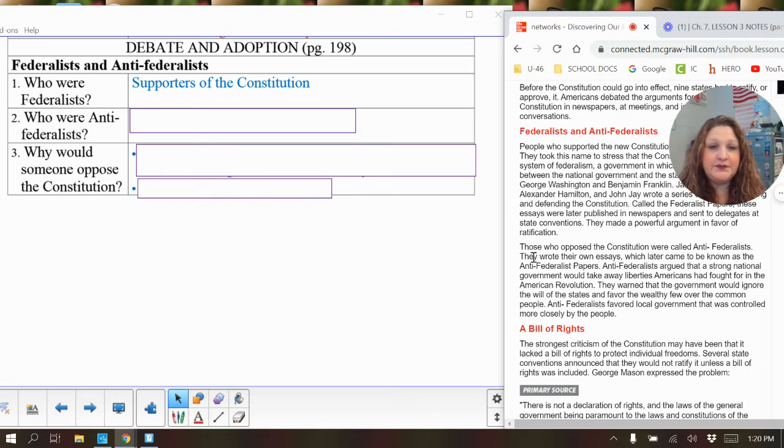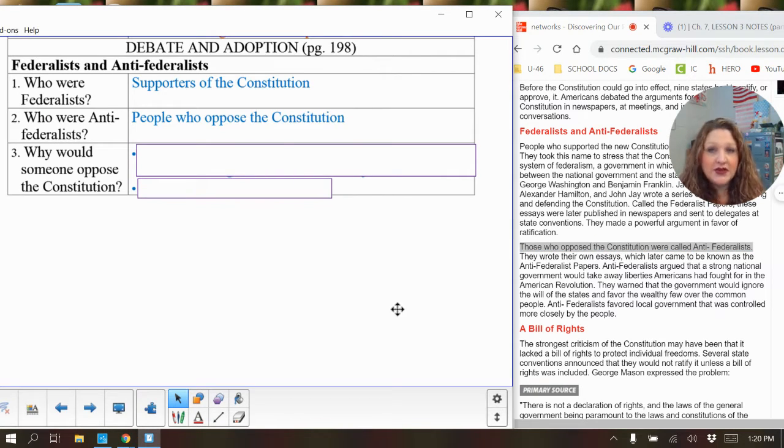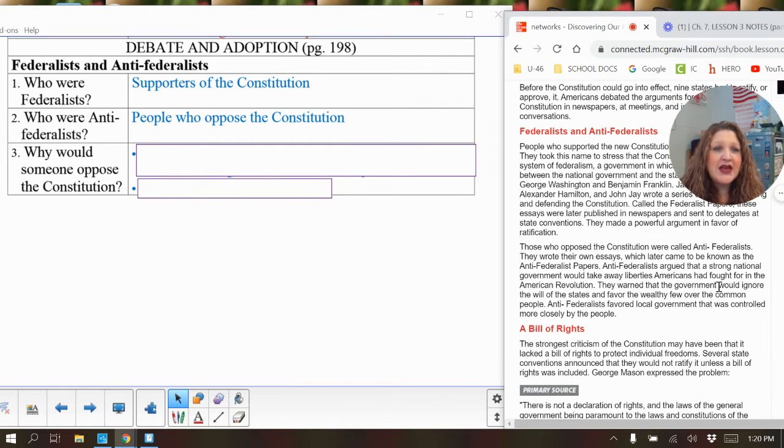So once again, in the very first sentence, those who oppose the Constitution. So the question here that we really want to focus on is, why would someone oppose the Constitution? What could be wrong with putting a plan of government into place? And as you heard in those paragraphs, both sides spent time really trying to prove their point and wrote a series of essays on each one, trying to sway people in one direction or the other.